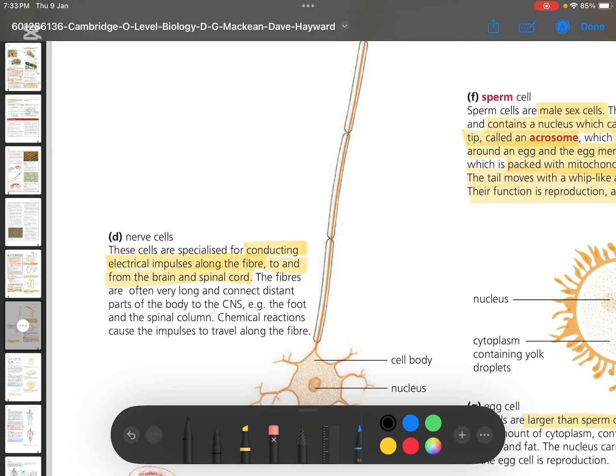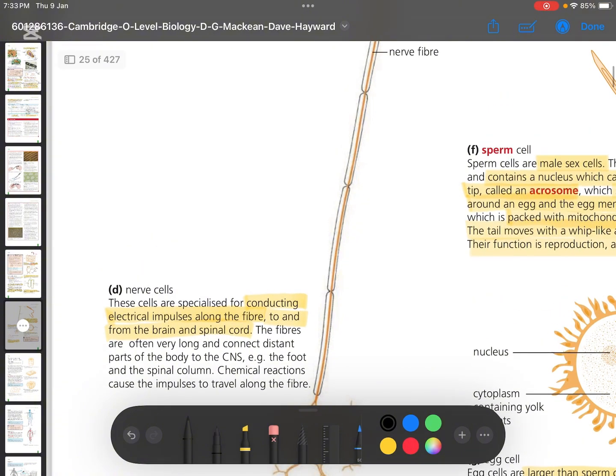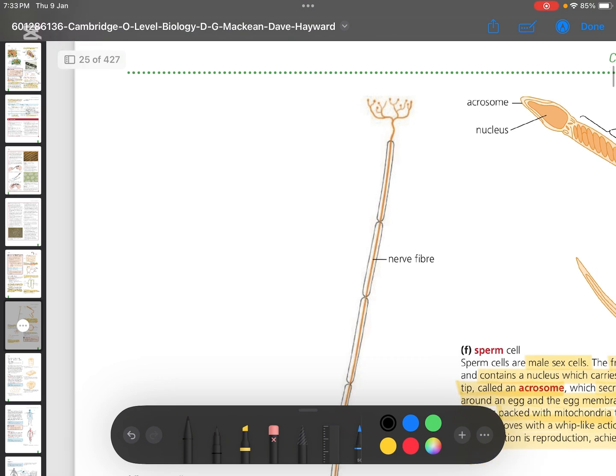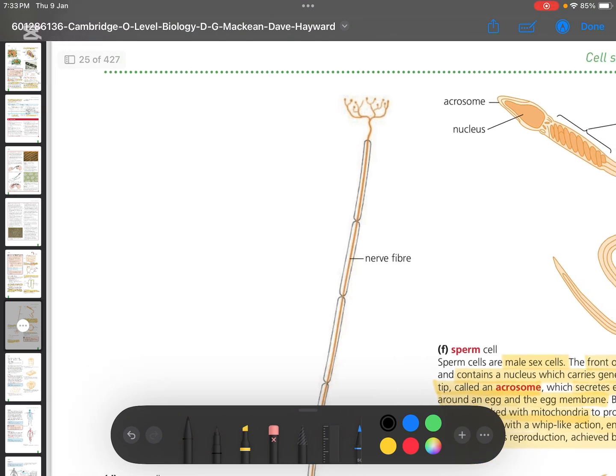They help in conducting the impulses from the brain and the spinal cord to the periphery. For example, I'll give you a very easy example so you can understand this whole scenario. Let's suppose this is your foot, and someone places a very hot object onto your foot over here.